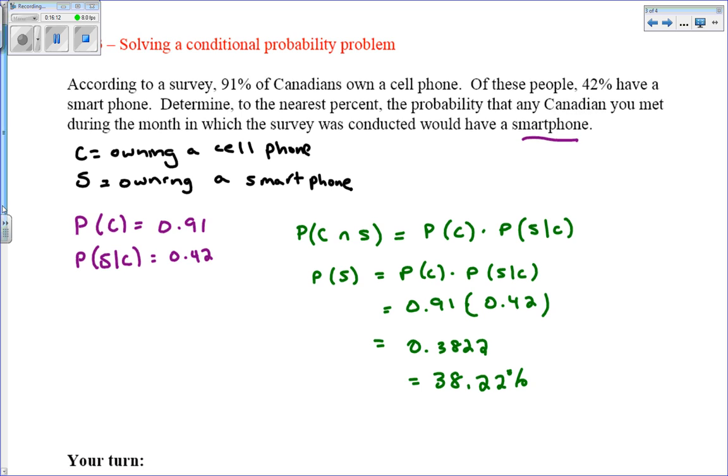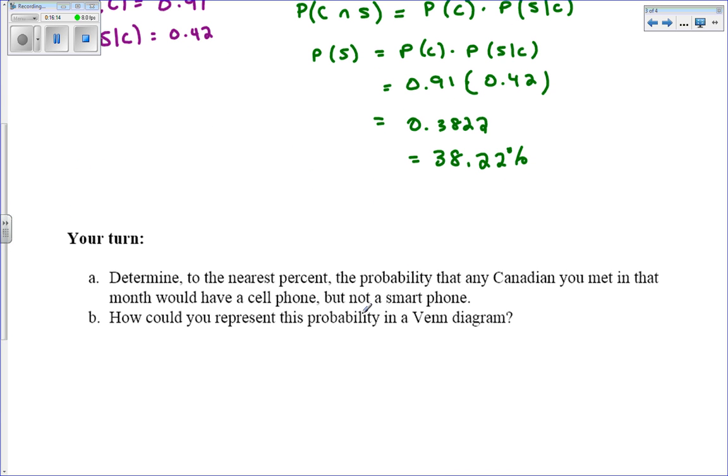So what I want you to do now is the your turn one. Determine to the nearest percent the probability that any Canadian you met in the month would have a cell phone but not a smartphone. And how could you represent this probability in a Venn diagram? Again, this one here, you should get 0.53 or 53%. Okay? And you can stop this and do the work through it. And again, the work for it is on the copy of the notes that I've left for the sub, and the same thing with part B for representing it in a Venn diagram, which I do not want to draw the answer for. I want you guys to draw that. And then on the next page is one more example.